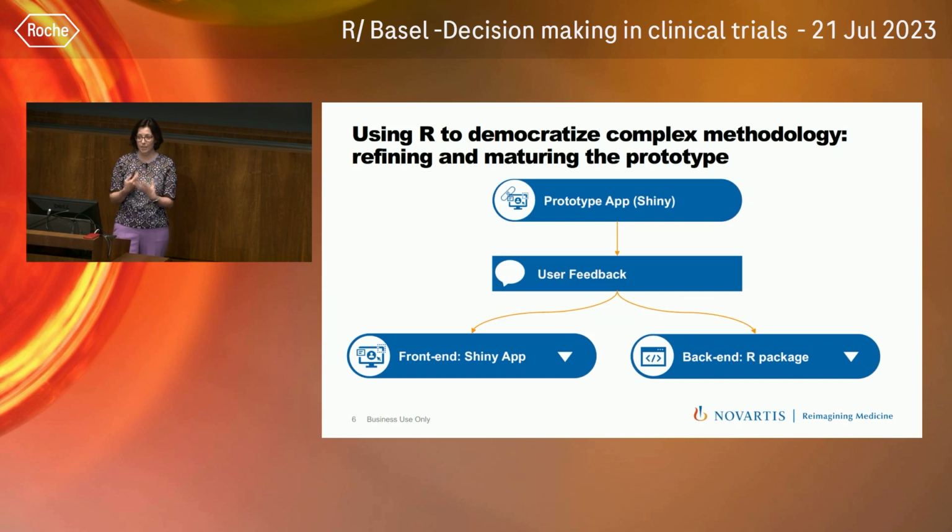So where I started on the project and where I came in is we already had a prototype app developed in R.